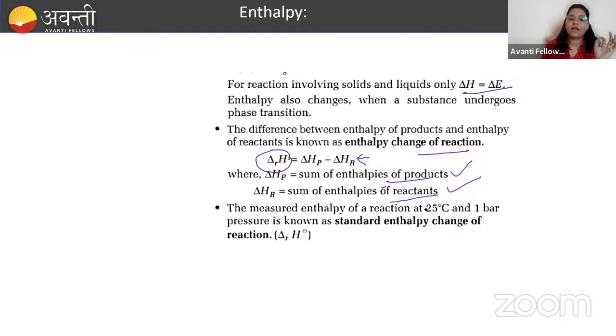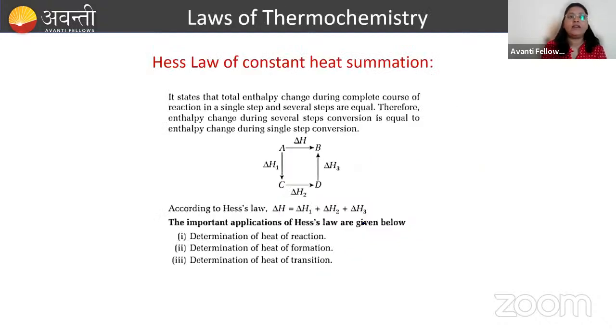A measured enthalpy of reaction at 25 degrees Celsius and 1 bar of pressure is known as the standard enthalpy change for a reaction, and we denote it by delta H0R using this notation. Next, very important in order to determine the enthalpy change for a given reaction.